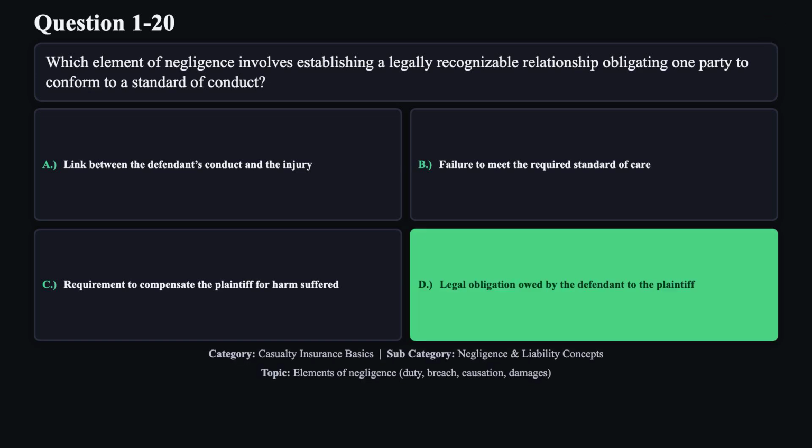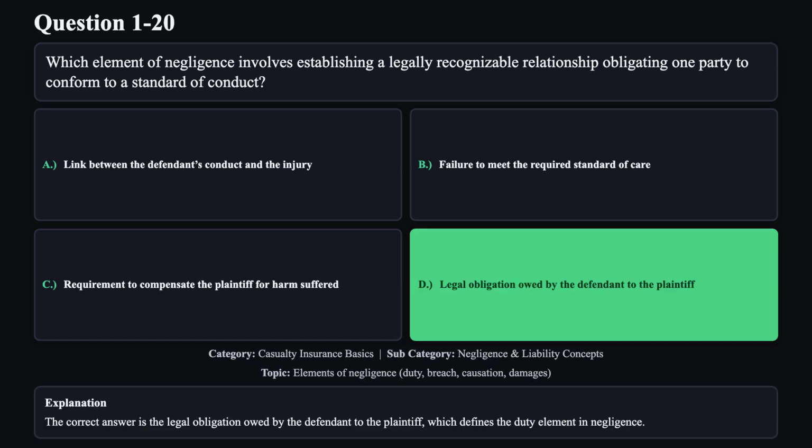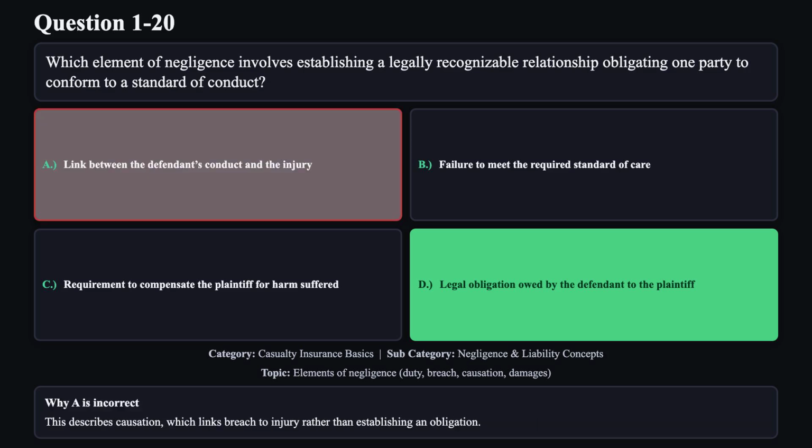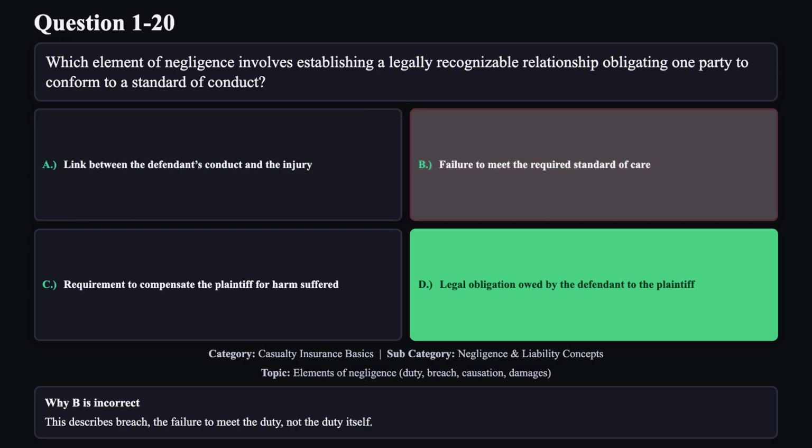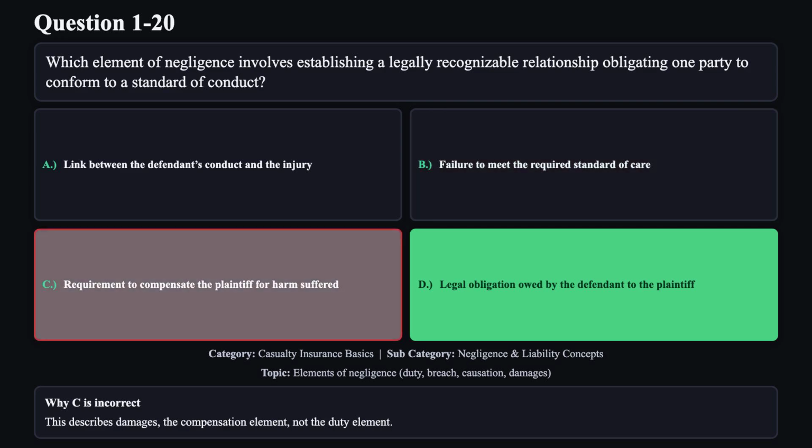The correct answer is D. The correct answer is the legal obligation owed by the defendant to the plaintiff, which defines the duty element in negligence. Reason A is not correct. This describes causation, which links breach to injury rather than establishing an obligation. Reason B is not correct. This describes breach, the failure to meet the duty, not the duty itself. Reason C is not correct. This describes damages, the compensation element, not the duty element.